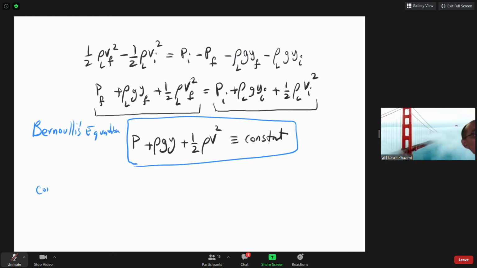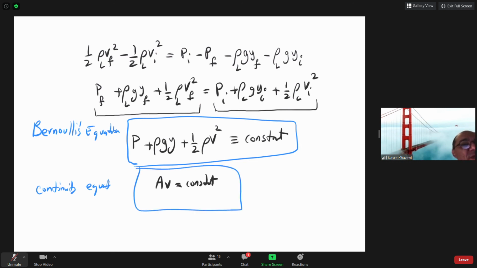And if you remember, the continuity equation is A times V equals a constant. So now we have two equations that we know are constants when you're talking about incompressible fluid movement. Let me get a screenshot. Any questions, guys? Only for incompressible fluids, like liquids.